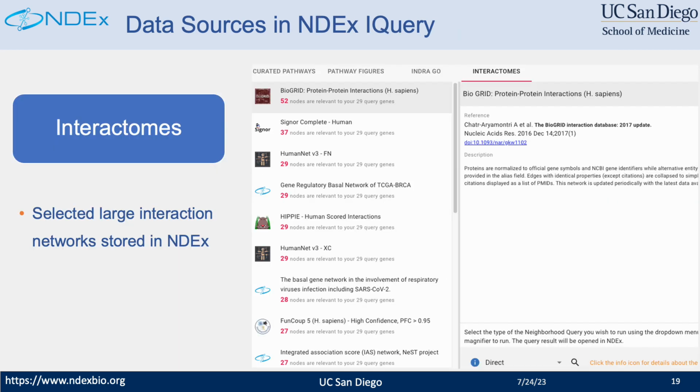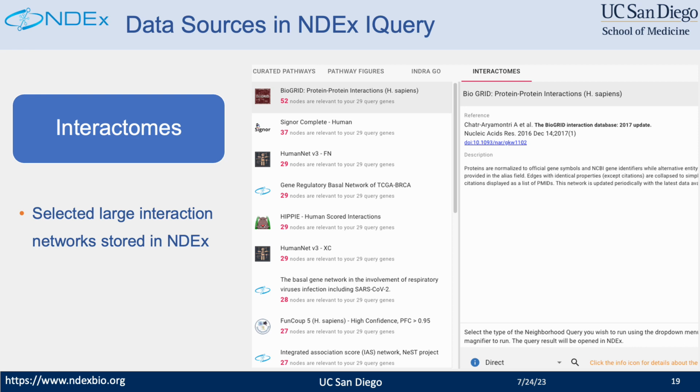The Interactome tab contains a selected set of large protein-protein interaction networks stored in NDEx. In this tab, users can see how many of the query genes are found in each network. This page is also configurable. If you have a high-quality interactome, we can add it to this iQuery tab.